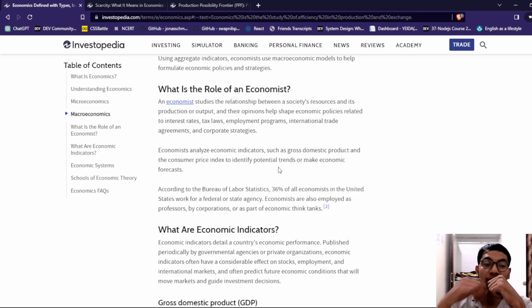What is the role of economists? Economists study the relationship between a society's resources and its production and output. Their opinions help shape economic policy related to interest rates, tax law, employment programs, international trade, aggregate demand, and corporate strategies. Economists analyze economic indicators such as gross domestic product and the consumer price index to identify potential trends or make economic forecasts. According to the Bureau of Labor Statistics, 36% of the economists in the United States work for federal or state agencies. Economists are also employed as professors, by corporations, or as part of economic think tanks.